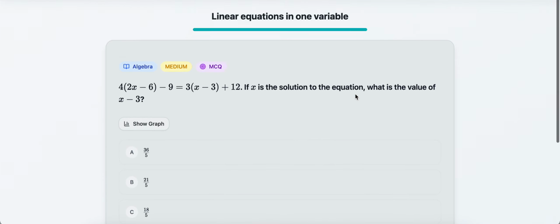Okay, let's do this last one. This one is slightly harder, but it's still not going to be too bad. Again, we'll solve it algebraically, and then we'll solve it using Desmos. So if 4 times (2x minus 6) minus 9 equals 3 times (x minus 3) plus 12, x is a solution to the equation, what is the value of x minus 3?